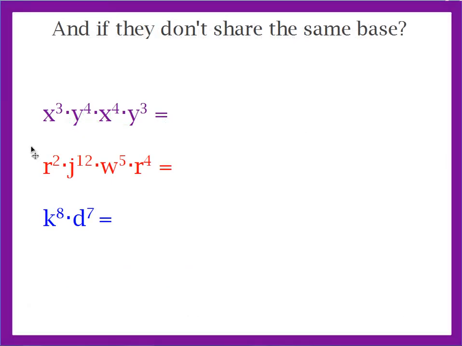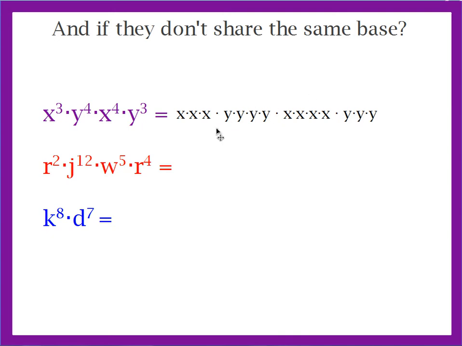If I multiply powers that don't necessarily share the same base, I need to look for powers that have the same base. Here I have x to the third times y to the fourth times x to the fourth times y to the third. I have 2 sections of x's and 2 sections of y's.